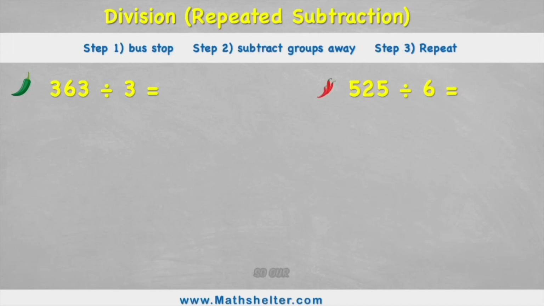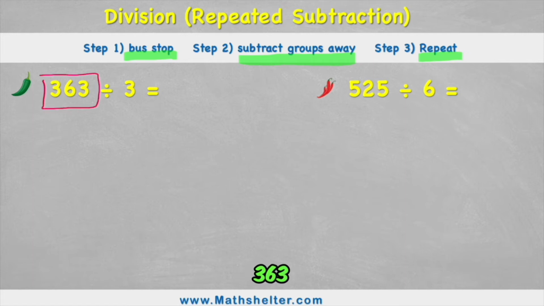Okay, so our steps for today, we're going to first put our question into a bus stop, then we're going to subtract groups away from our number, and then we're going to repeat. But first we need to understand what division is. And let's look at this green chili challenge to start with. We have the number 363 divided by 3.